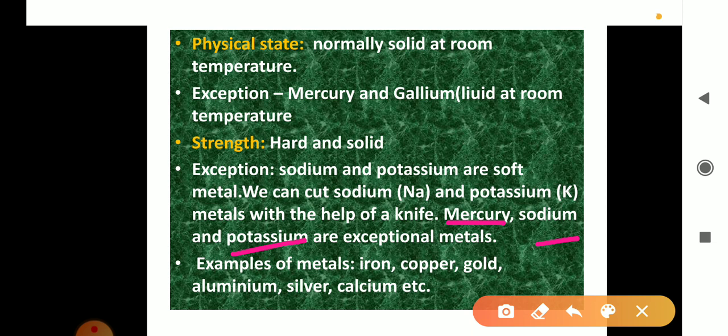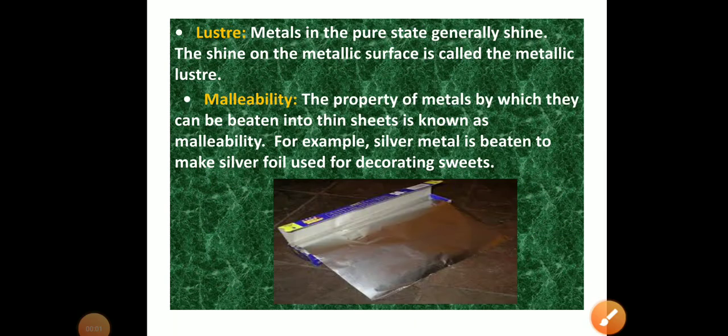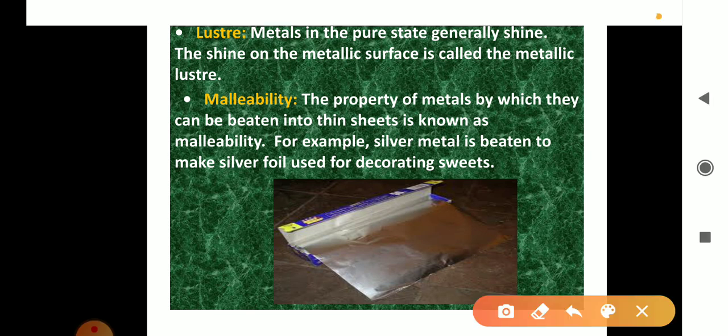Okay, now some examples of metals are iron, copper, gold, aluminium, silver, calcium. And these are also mercury, sodium, potassium and gallium. These are some metals. Okay, now next is lustre. The word lustre means shine. It means the property of being shiny and reflecting light. And a metal that reflects light is called lustrous. That is why these metals are used in making jewelry and statues.